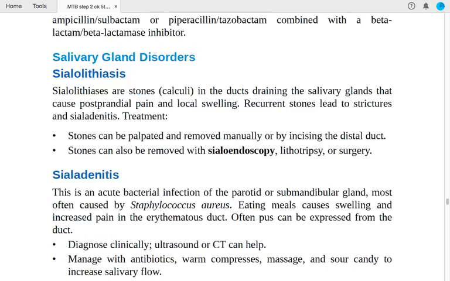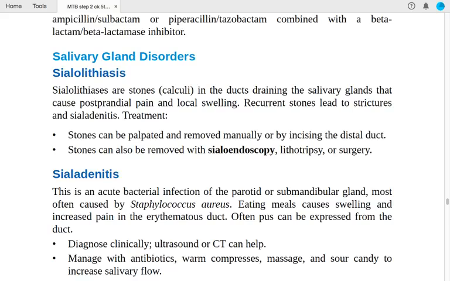Now we're coming towards salivary gland disorders like sialolithiasis and sialadenitis. Sialolithiasis, these are stones, calculi in the ducts draining the salivary glands that cause postprandial pain and local swelling. Recurrent stones lead to strictures and then sialadenitis. For the treatment options, stones can be palpated and removed manually, either manually or by incising the distal duct. Both options you have. Stones can also be removed with sialoendoscopy.